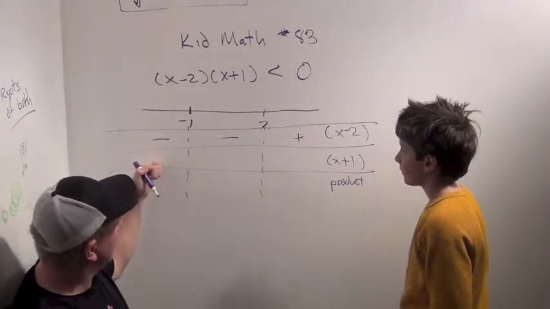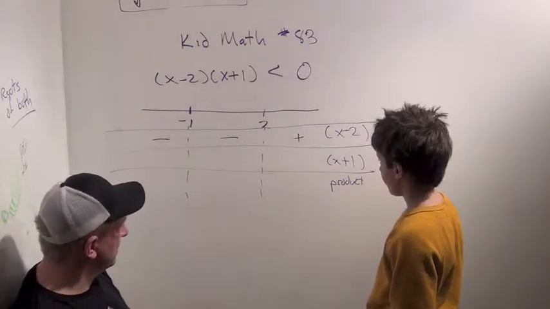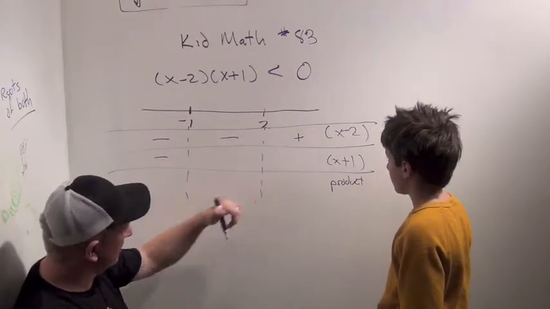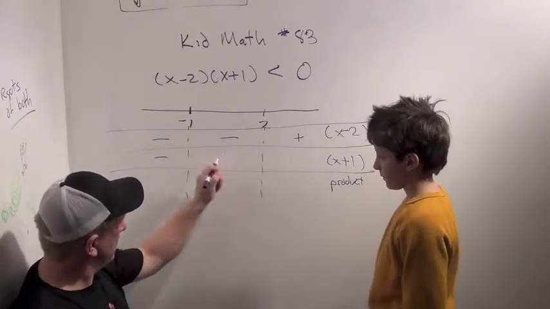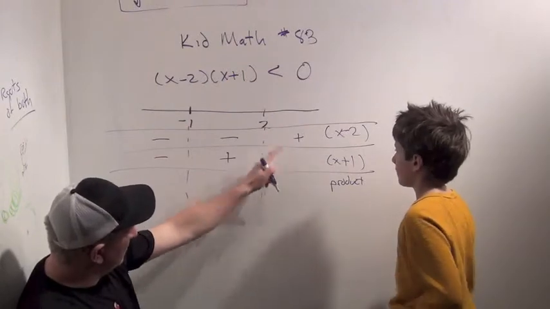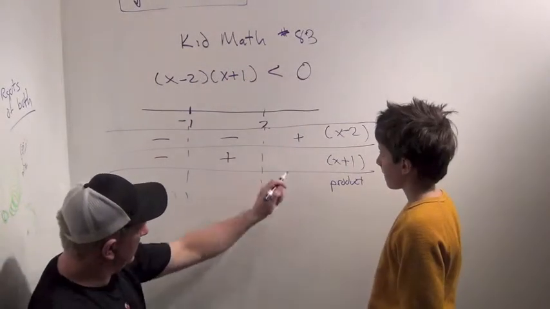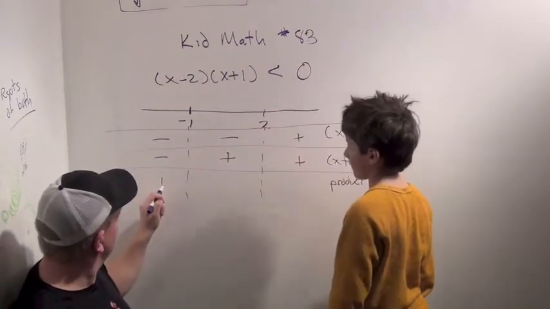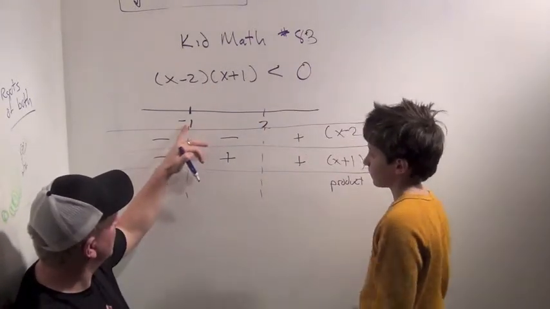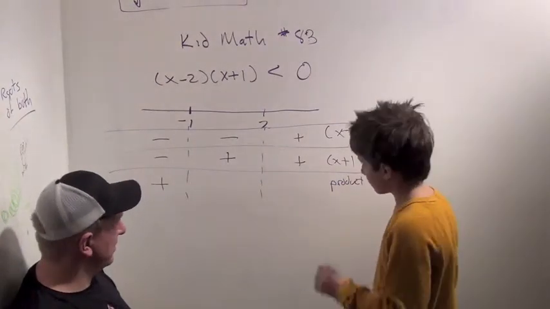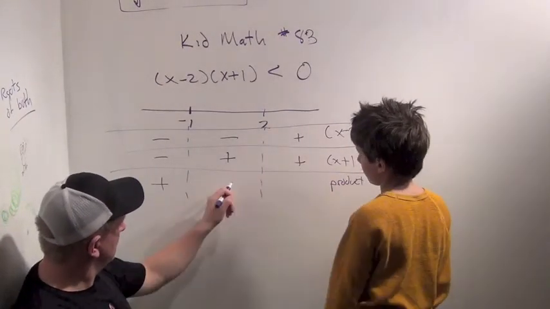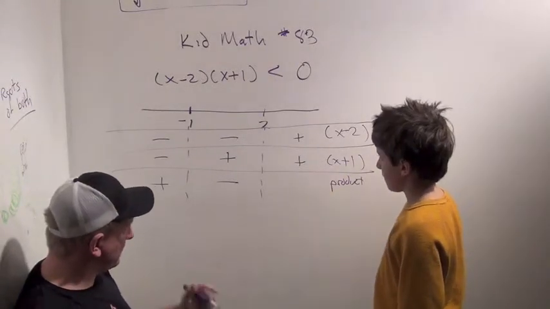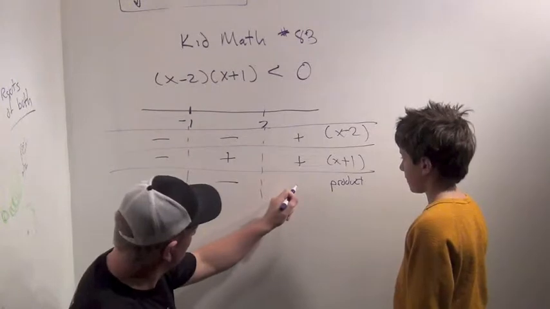What about x plus 1? When x is less than -1, x plus 1 is negative. When x is between -1 and 2, x plus 1 is positive. When x is bigger than 2, x plus 1 is positive. So what can you tell me about their product? So this product is positive when x is less than -1, negative when x is between -1 and 2, and positive when x is greater than 2.